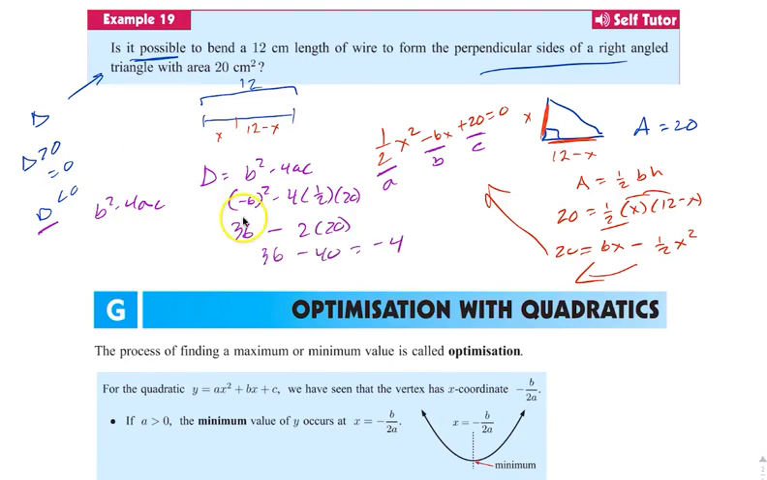You know what that means? Negative 4 means it has no solution, so it's not possible, right? If it's greater than 0, it has 2 solutions. If it's equal to 0, it has 1 solution, a double root. And if it's less than 0, it has no solutions. This discriminant is less than 0, so no solutions, so not possible.